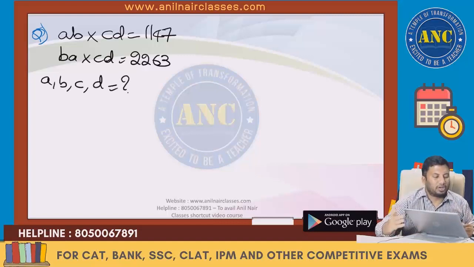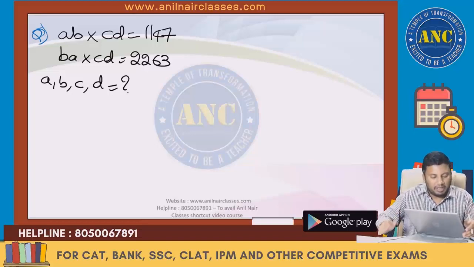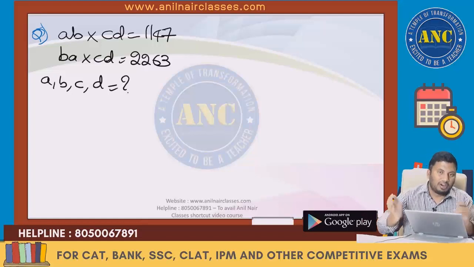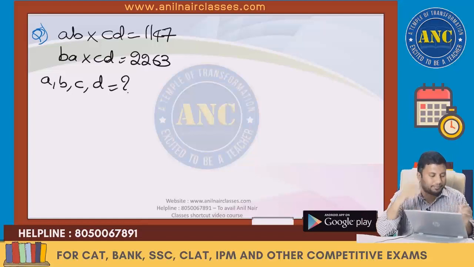Try to solve it on your own. AB into CD is 1147. BA into CD is 2263. Find the values of A, B, C, D. Solution.